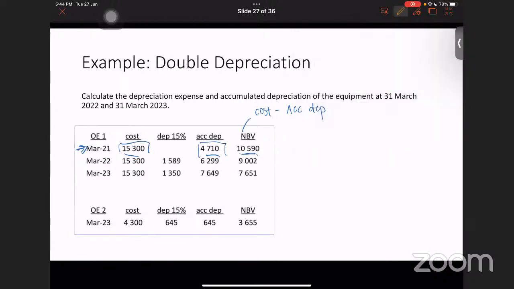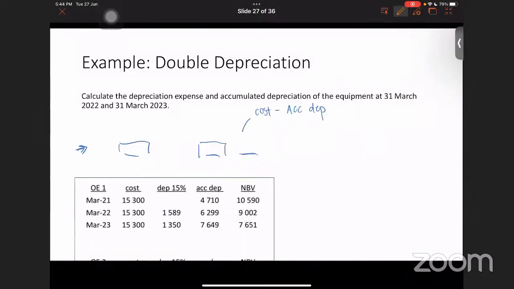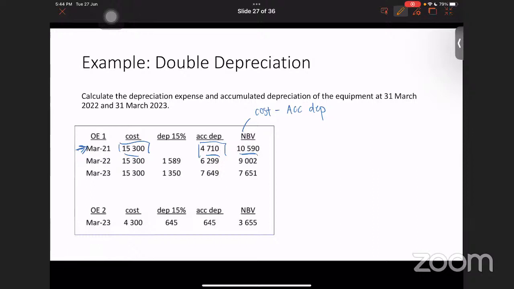Okay, so I'm going to repeat this process all the way until 2023, because in this question, I want to see the depreciation and accumulated depreciation for 2022 and 2023. So I'm going to repeat this process until 2023. I will follow what my question wants me to show. So I repeat this process.